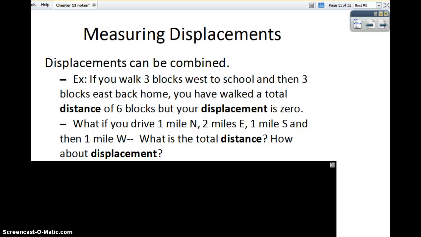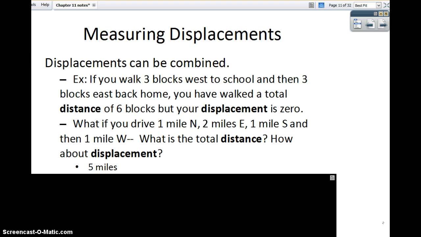So here's a practice problem, and you should try and do it on your own. What if you drive 1 mile north, 2 miles east, 1 mile south, and then 1 mile west? Tell me what the total distance is, and tell me about the displacement. To figure out the total distance, you just want to add all of them together. So we've got 1 plus 2 plus 1 plus 1, and that is 5 miles. To figure out the displacement, you want to see what cancels each other out.